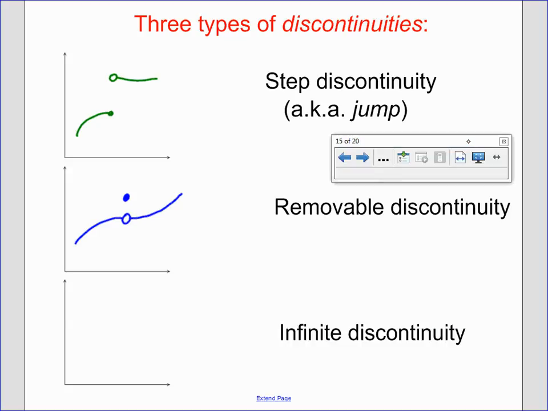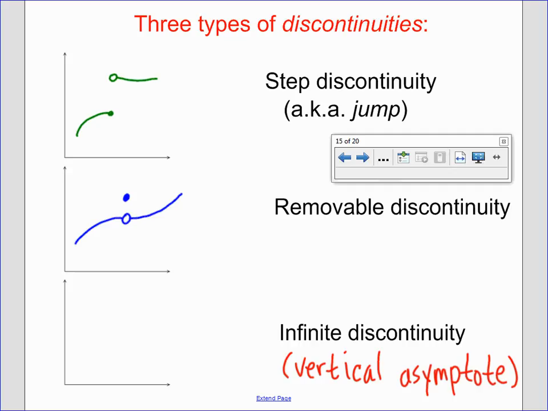And lastly, an infinite discontinuity. That's synonymous with vertical asymptote. So that means exactly the same thing. An infinite discontinuity is a vertical asymptote. That is to say, as x gets closer and closer to c from one side, the function value shoots off to positive infinity or towards negative infinity.